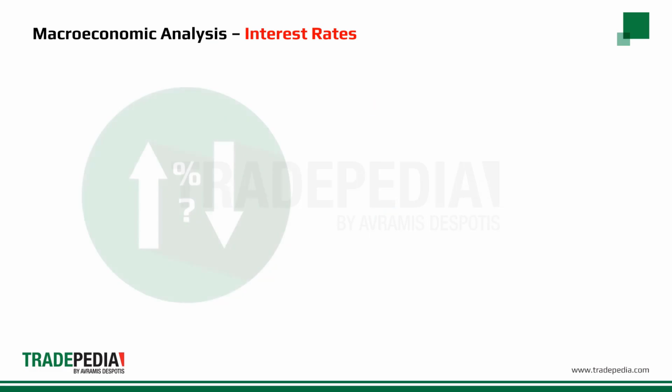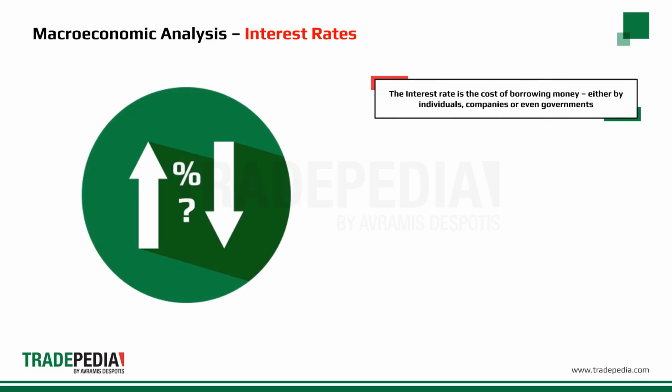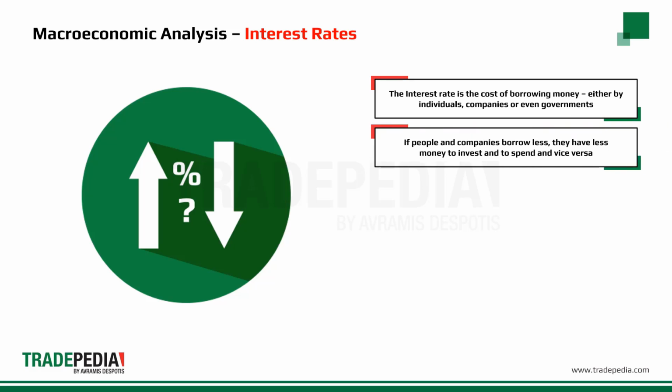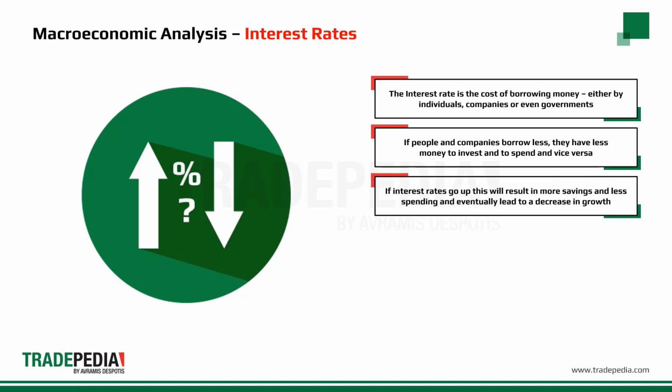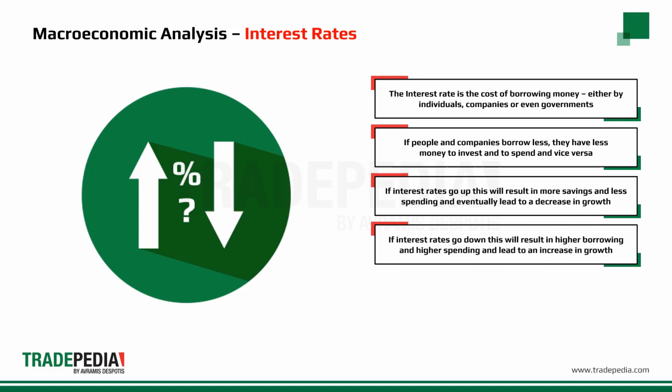Let's discuss interest rates. The interest rate represents the cost of borrowing money, either by individuals, companies, or even governments. If people and companies borrow less, they have less money to invest and to spend, and vice versa. So, if interest rates go up, this will result in more savings and less spending, and eventually lead to a decrease in growth. On the other hand, if interest rates go down, this will result in higher borrowing and higher spending, and in turn lead to an increase in growth.